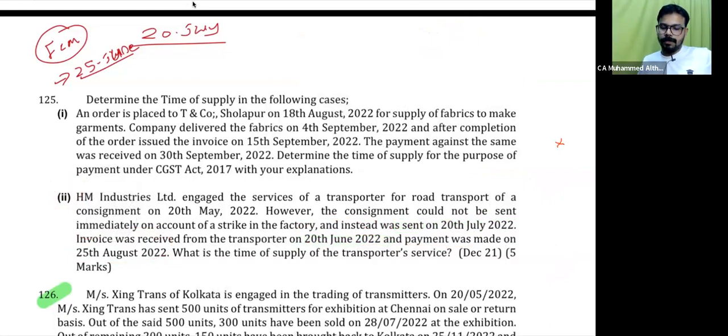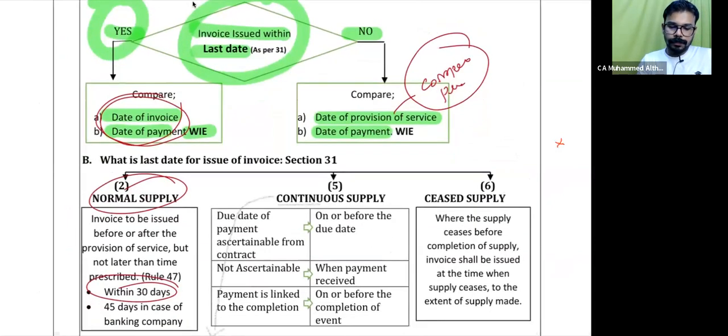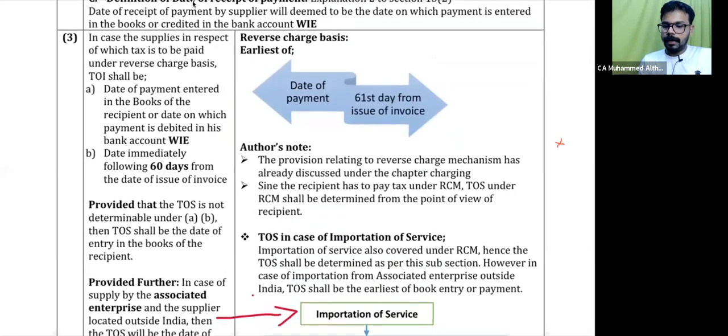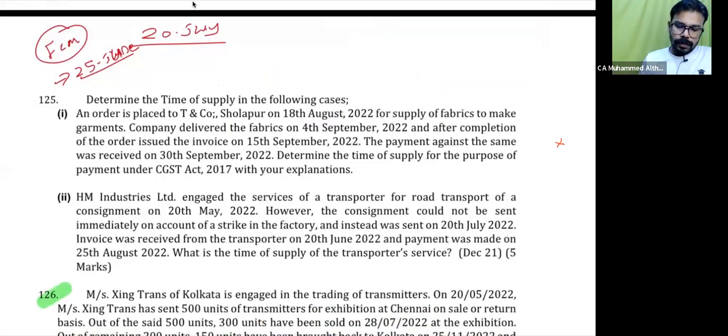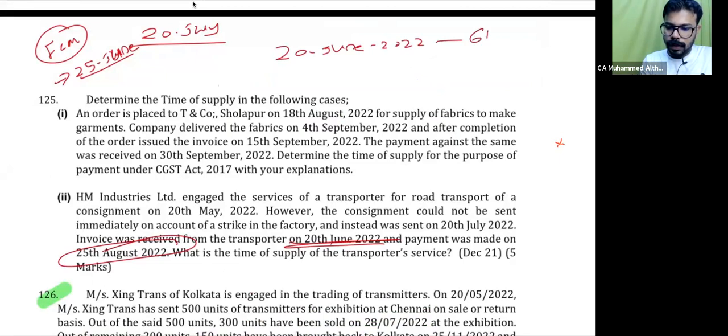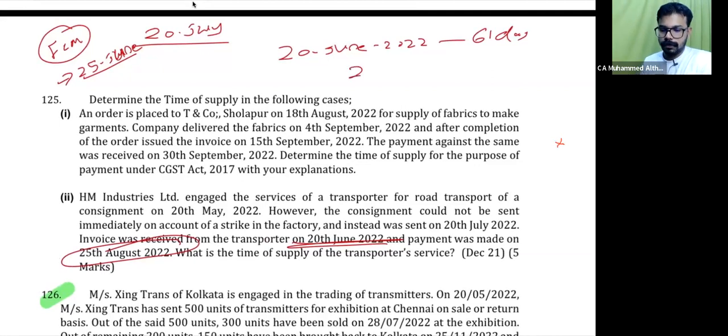Now if it is RCM, tell me everyone, what would be the time of supply? In case of RCM, what things do you have to compare? Date of payment and the 61st day from the invoice. Date of payment is 25th August, and the 61st day from invoice is 20th June 2022 plus 61 days. Which will be the date? 20th August.